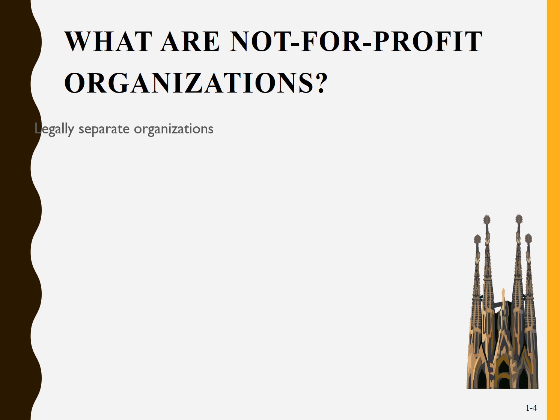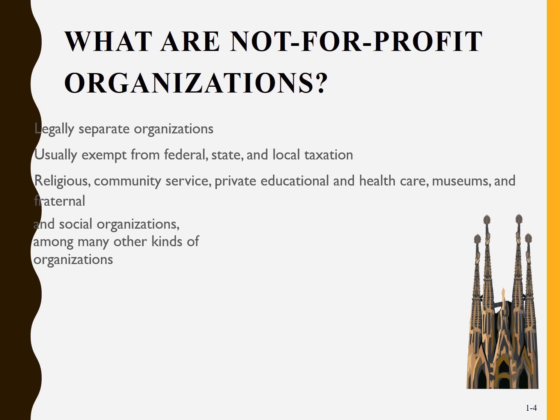Not-for-profit organizations, like the one I work for, the UAB Educational Foundation, are separate entities from UAB. We have our own tax ID number. We file our own Form 990, which is kind of like our tax return, even though we're exempt from income taxes in general. They're exempt from state, local, and federal taxation. Examples of these are your church, private educational and healthcare organizations like ours, the Red Cross, and the Birmingham Museum of Art. All these are types of not-for-profit organizations.